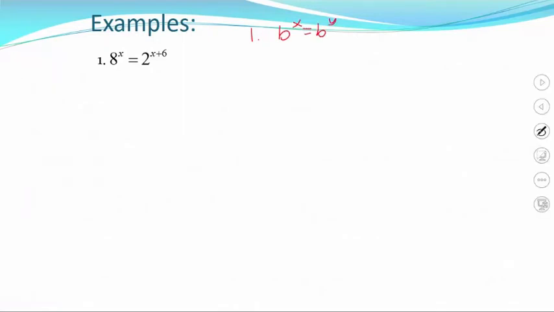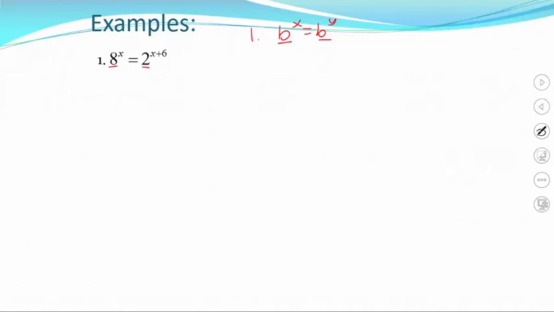So let me show you this first example. Okay. So our first example, 8 to the x power equals 2 to the x plus 6 power. Now using method 1, remember method 1 was claiming b to the x equals b to the y. So you'd have to have the same base for the exponents to be equal to each other. Now, the obvious issue here is we don't have the same base, right? 8 and 2 are clearly not the same number.